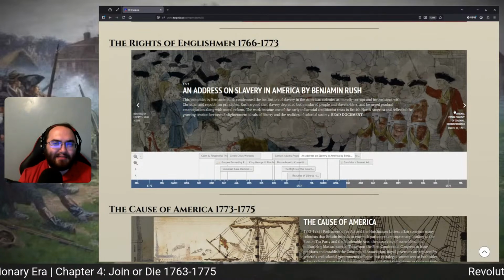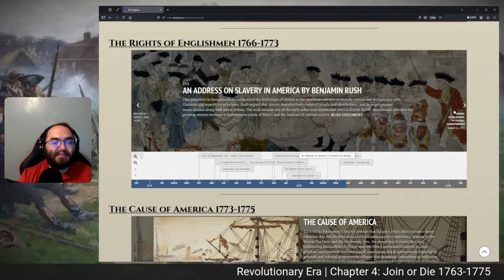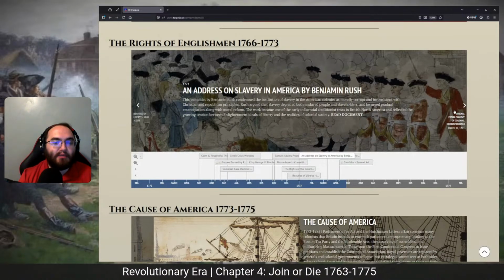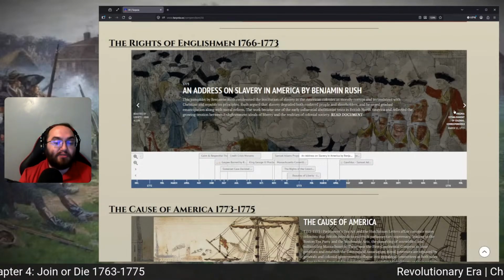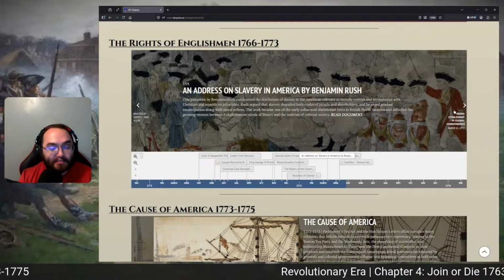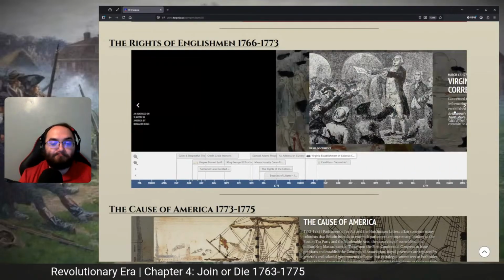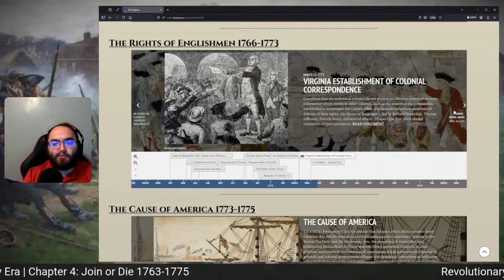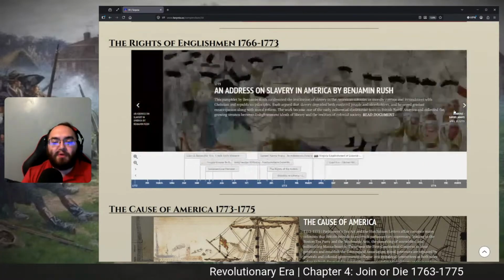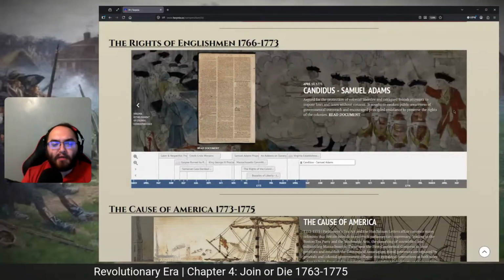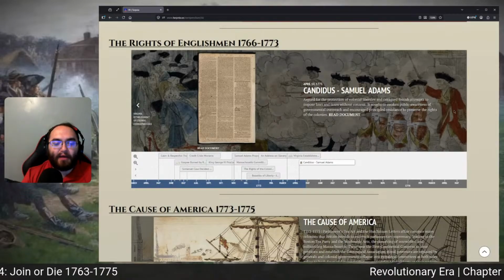So again, the idea that the colonies were founded to preserve slavery is not really founded in many of the colonies. In fact, the exact opposite, where tensions and arguments against slavery are becoming popular, especially in the North, like Massachusetts and Pennsylvania. Virginia will establish a colonial correspondence in response to Massachusetts establishing a colonial correspondence. And then the last document in this section is Candace by Samuel Adams.